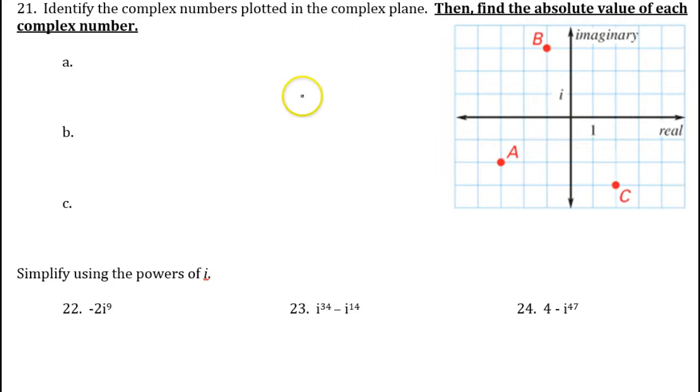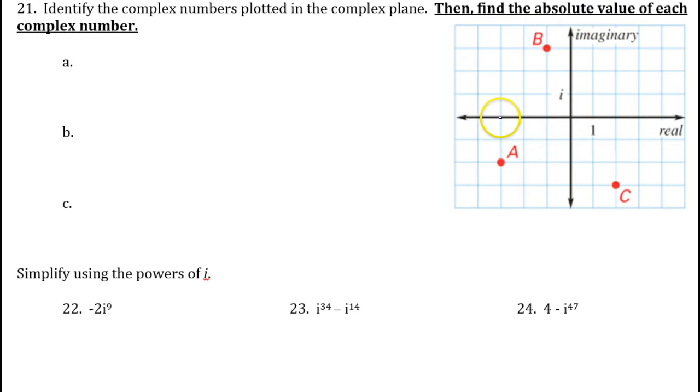In this video, we will identify what the complex number is based on its graph, and then we will go on to find the absolute value of that complex number. First, let's identify each complex number. So these have been graphed in the complex plane. So instead of an x-axis, we have the real axis, and instead of a y-axis, we have the imaginary axis.